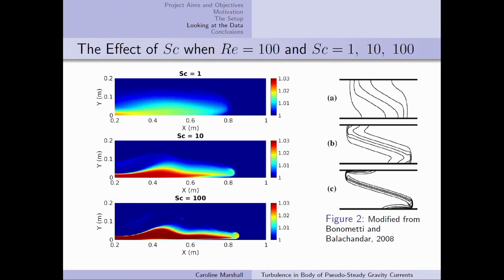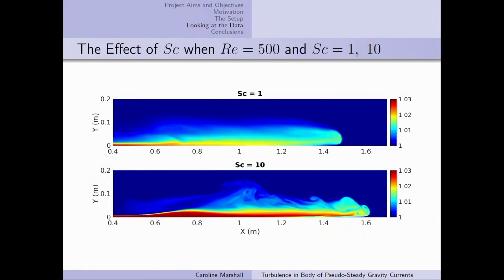So everything on the screen has a Reynolds number of 100, and going from top to bottom, Schmidt numbers 1, 10, and 100. As Schmidt numbers increase, you can see we get a more defined head. The dense fluid gets much closer to the front of the flow. There's also a thinning of the mixed layer. And looking at the constant influx currents, so ours on the left, you can see the velocity is slightly increased. So this is all from the same time step.